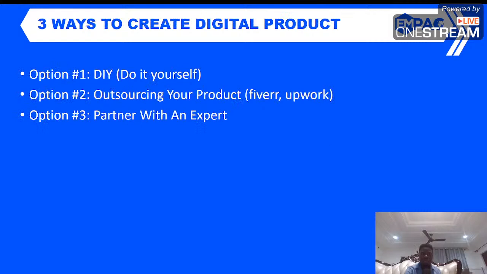Now there are 3 ways you can create a product. The first way is DIY, do it yourself. If you have the strength, you are a good writer, or you can talk well, or whatever product type you are creating, you can do everything yourself. Or you outsource your product so people can do the work for you, and you pay them, then you have the product. For outsourcing, you can outsource online.